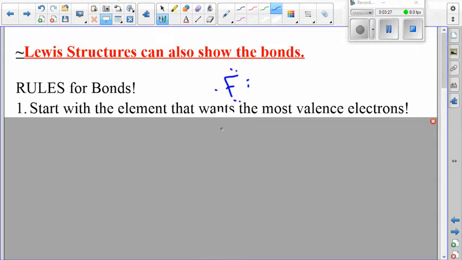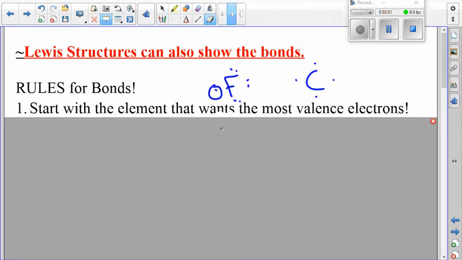How many more does fluorine need? One. It just needs one. So fluorine can only make one bond. It's going to end up being right here. That one electron can make a bond, but that's it. Whereas somebody like carbon, 1, 2, 3, 4, how many more does carbon want? 4. It wants 4 more, okay? Each one of these bonding sites has to be used for carbon to be happy.